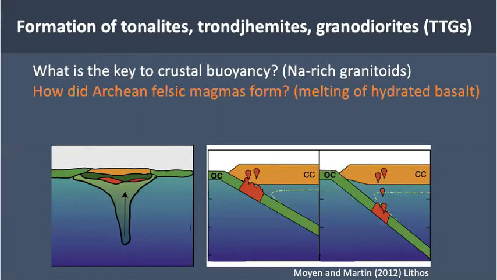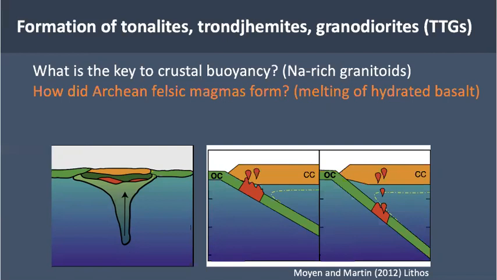These images from Moyen and Martin are showing two different ways that you can actually melt hydrated basalt to form tonalites, trondhjemites, and granodiorites. Unfortunately, it's not diagnostic of a particular tectonic setting. There are actually two really different types of settings that you can do this in. This first one is shown very simplistically here on the left. We have a mantle plume coming in and development of an oceanic island type structure here. As it over-thickens, you can actually remelt it at depth. And if there's hydrated material at depth, that can be hydrated basalt that can melt to form TTGs.